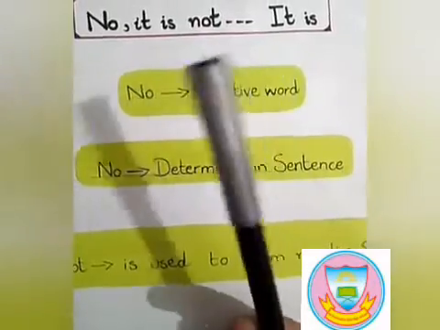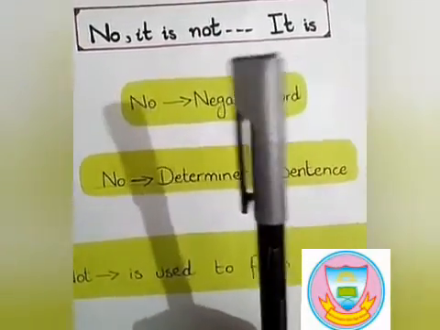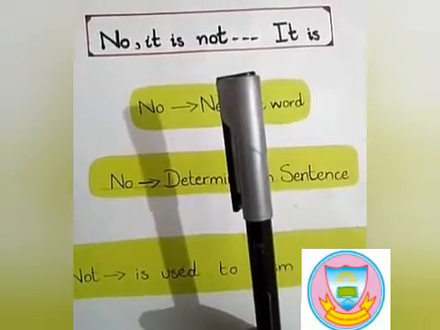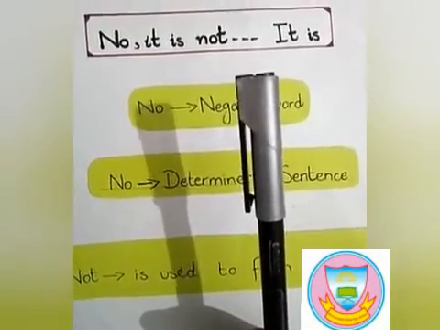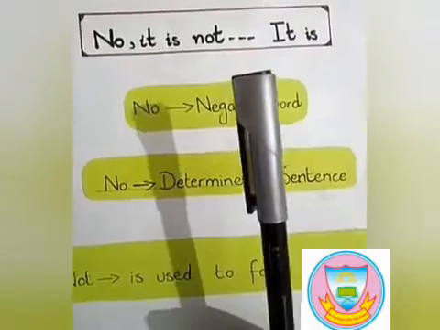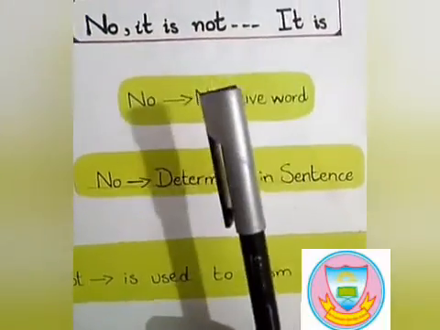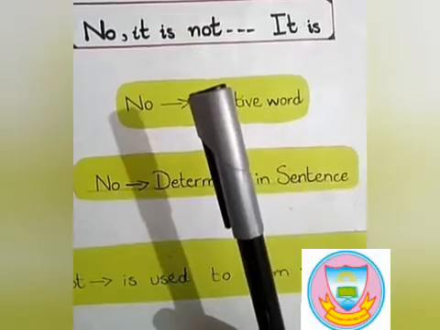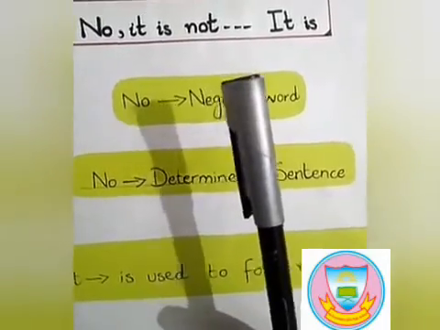I have a pointer in my hand. I ask you, "Is this a marker?" Then you answer me, "No, it is not." And then you say, "It is a pointer." That is the correct answer.